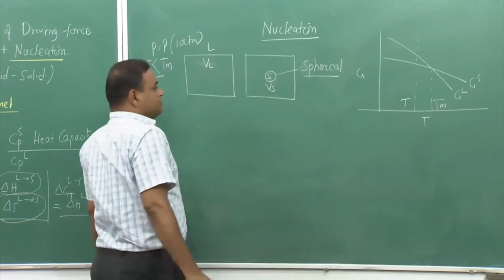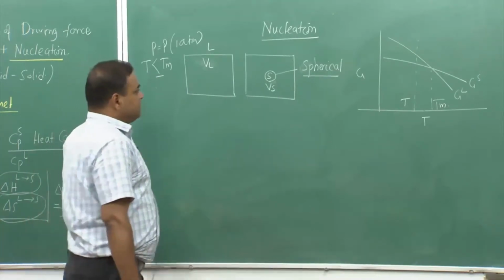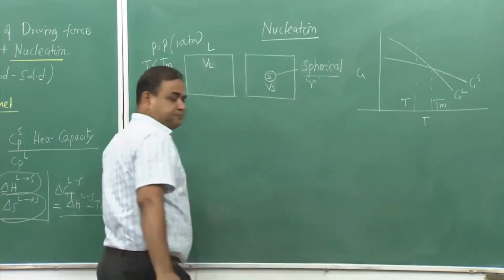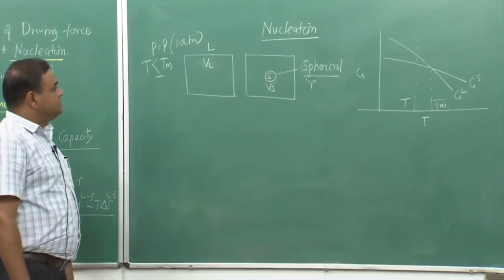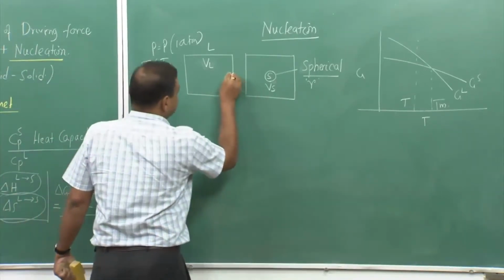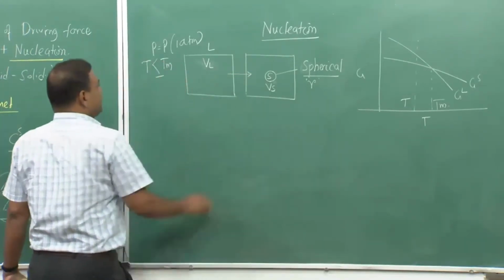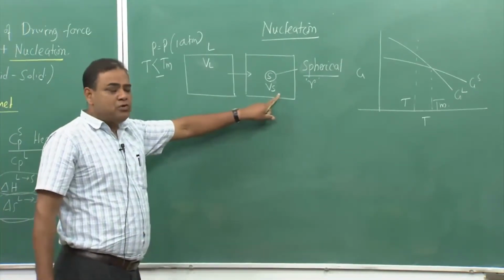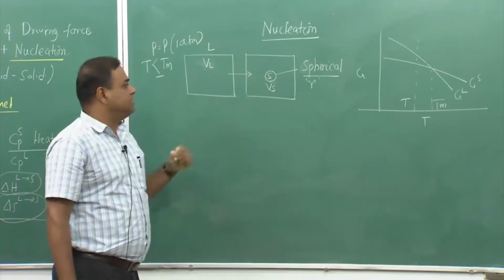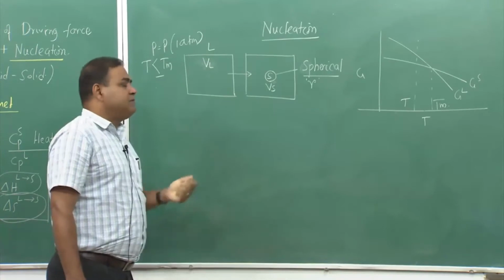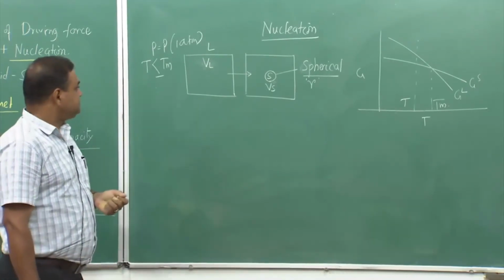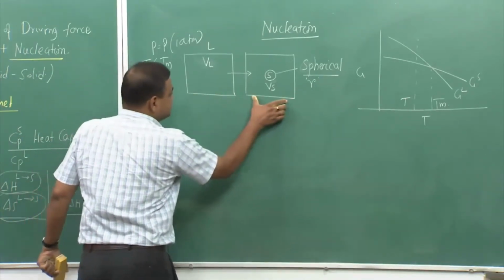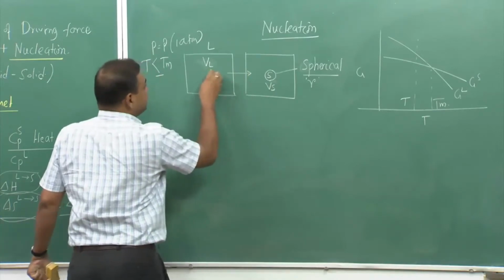Let us say it is spherical. Whenever we talk about spherical, that means it is a sphere and it will have a radius r. Now, that means at that temperature, if we keep that liquid of volume VL, it will change due to solidification, it will form a solid of radius r and it will have spherical shape.